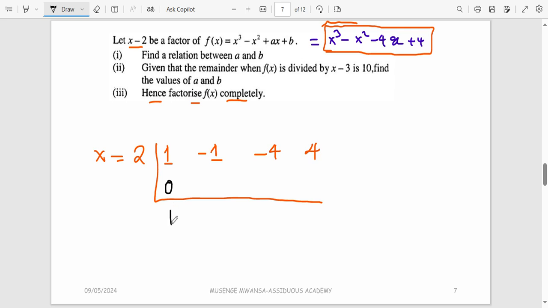So 1 plus 0 is 1, times 2 is 2. Negative 1 plus 2 is a 1, times 2 is 2. Negative 4 plus 2 is a negative 2, times 2 is a negative 4. The last one is always the remainder. You can see the remainder is 0. That confirms that's a factor. So just put x power 2 here. Here just put x. So what does that mean?